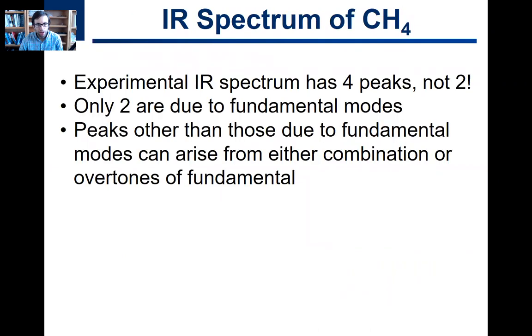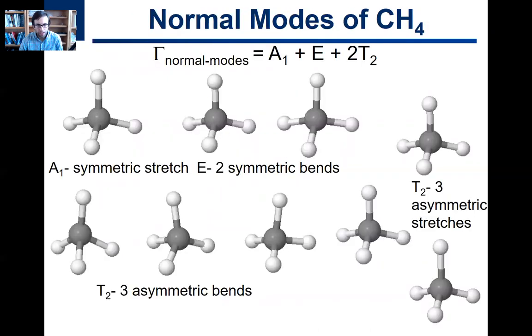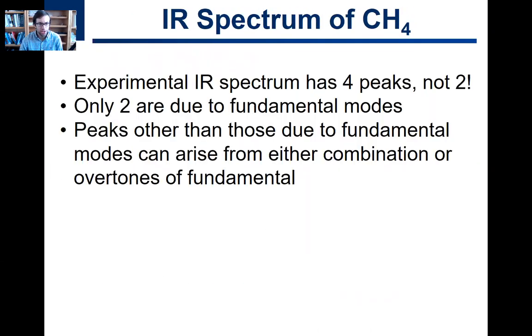And yes, we went on and talked about which ones were bends and which ones were stretches. If you look at the IR spectrum, this logic is wrong. It's incomplete, as it turns out. The experimental IR spectrum, and we'll go over it later, has 4 peaks, not 2. The reason for this is only 2 of the peaks are due to fundamental modes.